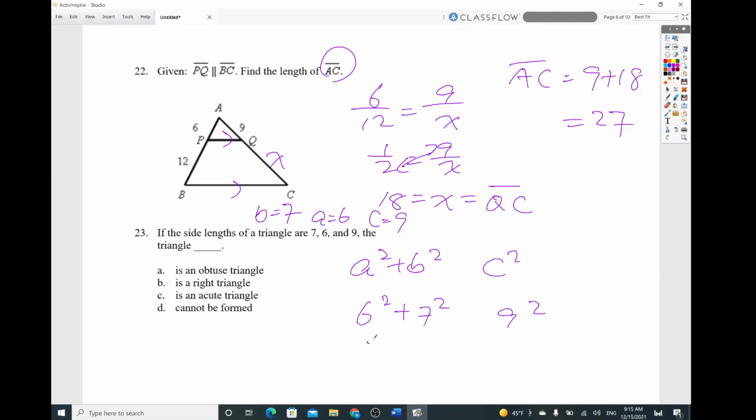So 6 squared, 36. 7 squared, 49. 9 squared, 81. Combine 36 and 49 together, so we do have 85. Well, 85 obviously is greater than 81. So if a squared plus b squared is greater than c squared, that means the triangle is considered an acute triangle. If a squared plus b squared is less than c squared, then that'd be obtuse. If they're equal to each other, that means it's a right triangle. So the sum of a squared plus b squared is greater than c squared, so that means it's an acute triangle.